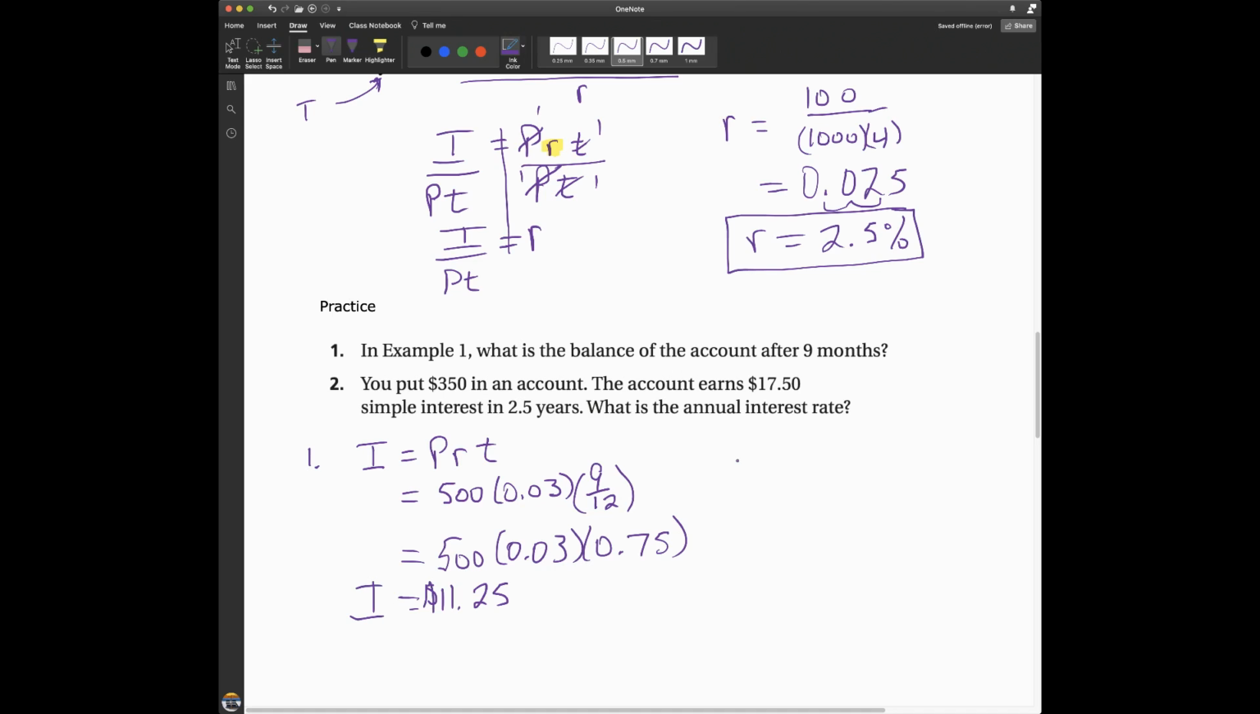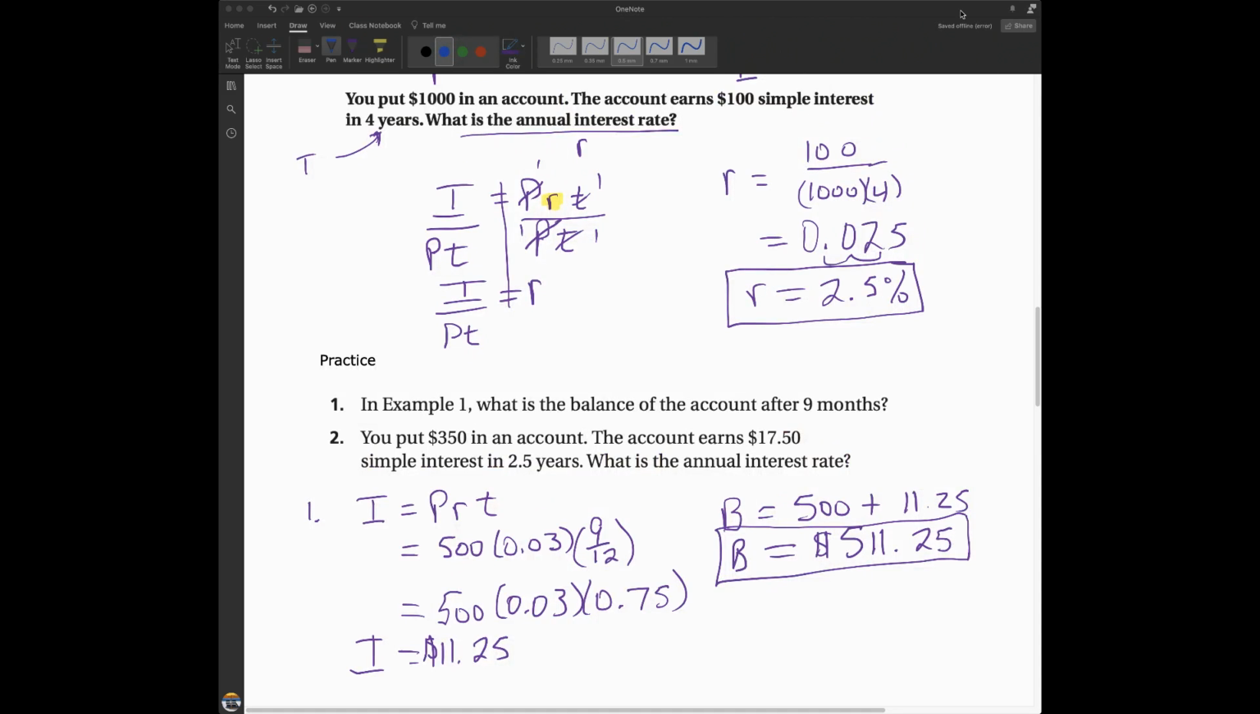So then we can calculate our balance. Our balance is our principal, which was $500, plus $11.25. So our answer for our balance would be $511.25. So that is for number one. So I'm going to stop the video here because I want you to work out problem number two in your composition books. So the video is going to pause now.